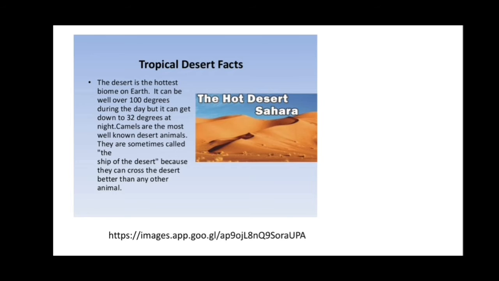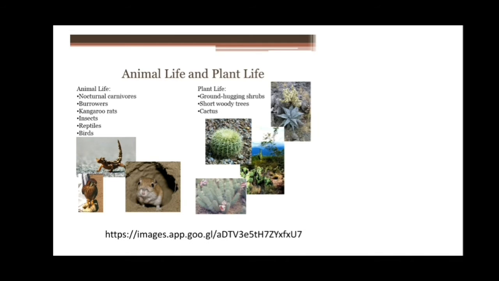The desert is the hottest biome on earth, that is, the temperature is the highest on earth. It can be well over 100 degrees during the day, but can get down to 32 degrees at night. Camels are the most well-known desert animal. They are called the ship of the desert because they can cross the desert better than any other animal. Next, the animal and plant life, that is, the flora and fauna of the desert.